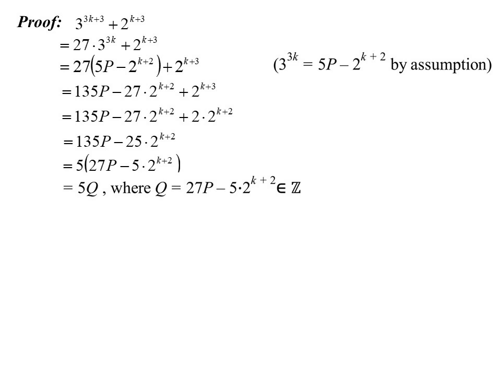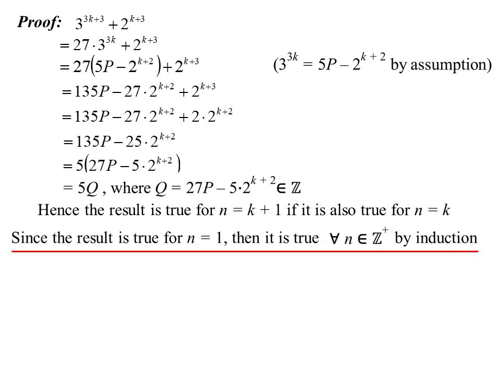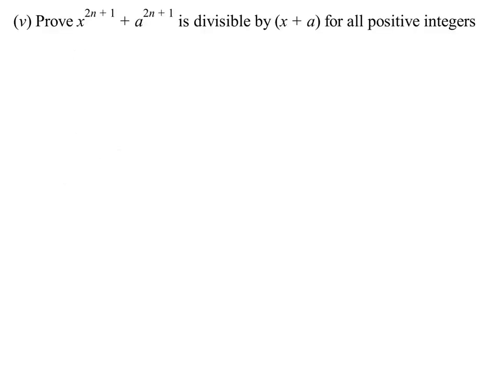That's why in my assumption I needed to make it a positive integer for the proof to work. But it does work for what we've done. So hence it's true for n equals k plus 1 if it's true for k. We know it's true for the first case, so now we can induce it true for all of the integers. A little bit of manipulation in that type of one.